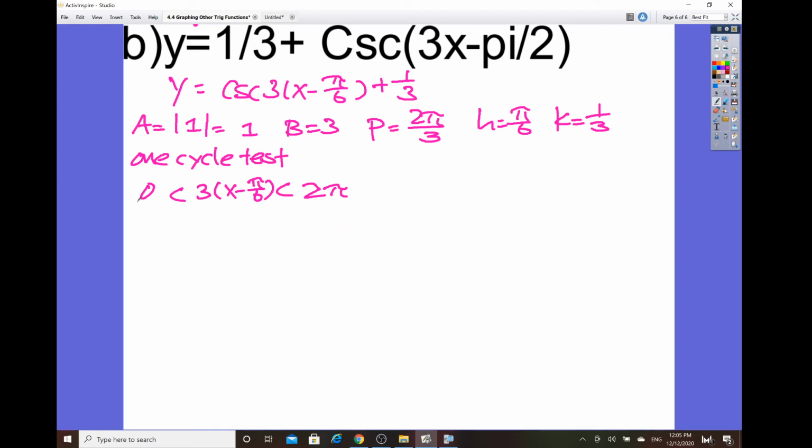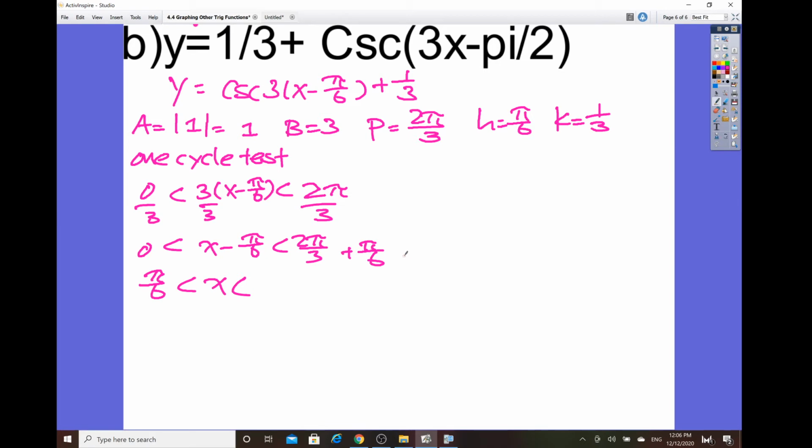By the time you solve for this, eventually it's going to be the same thing. So divide by 3 on both sides first. All 3 sides, so we got 0 is less than x minus pi over 6, which is less than 2 pi over 3. And then add pi over 6 to each side. So we do have pi over 6 is less than x, which is less than, well, let's find out what that is. 2 pi over 3 plus pi over 6, so we do have 4 pi over 6 plus pi over 6, then that'd be 5 pi over 6.